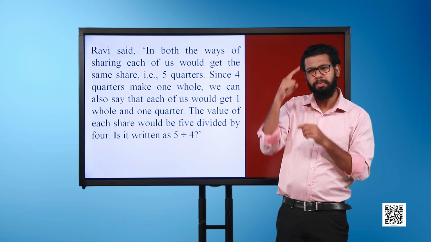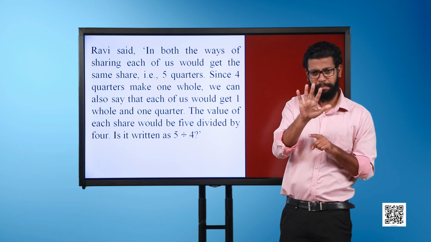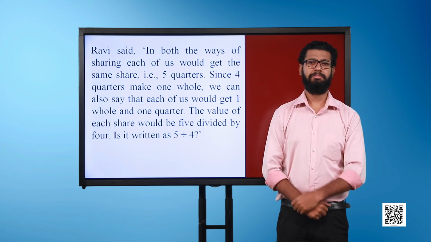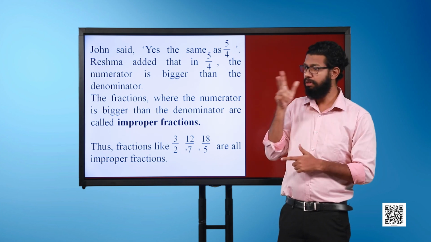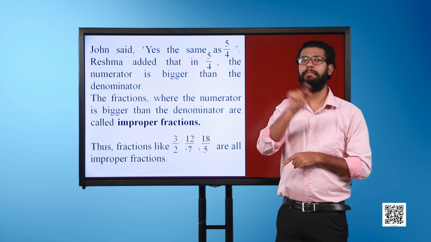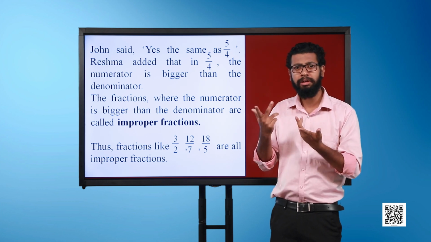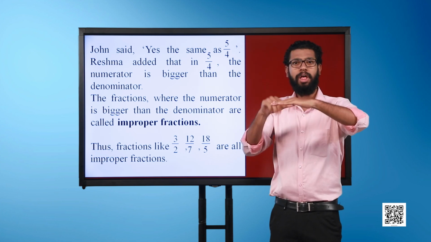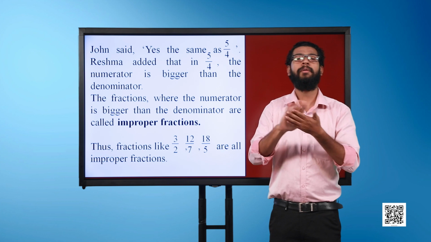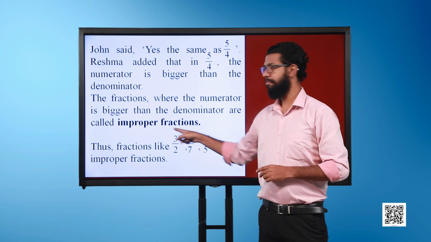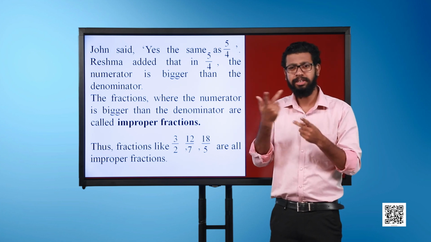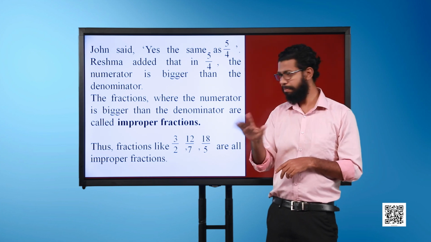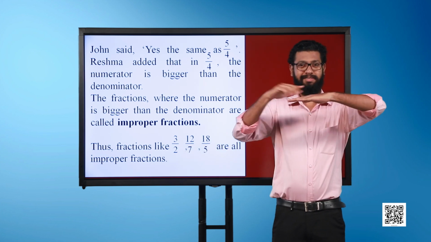The value of each share would be 5 divided by 4. Is it written as 5 divided by 4? John said, "Yes, the same as 5/4." Reshma added that in 5/4, the numerator is bigger than the denominator. The fractions where the numerator is bigger than the denominator are called improper fractions. Thus, fractions like 3/2, 12/7, 18/5 are all improper fractions.